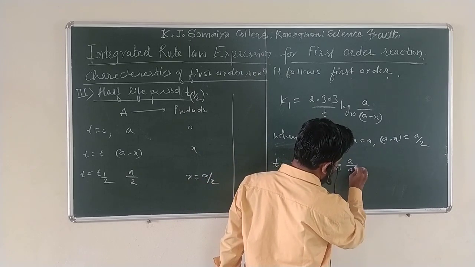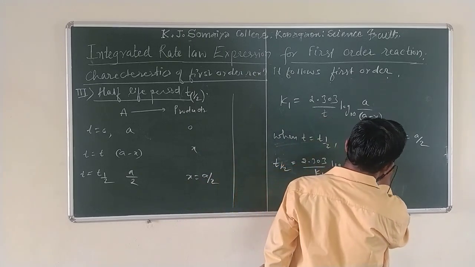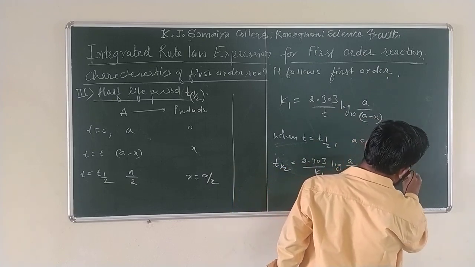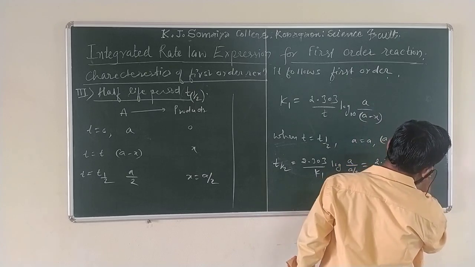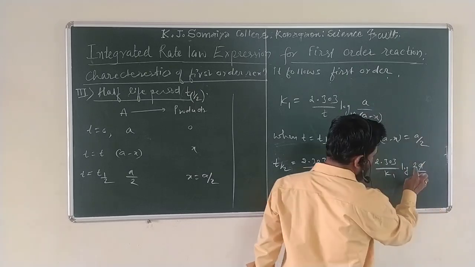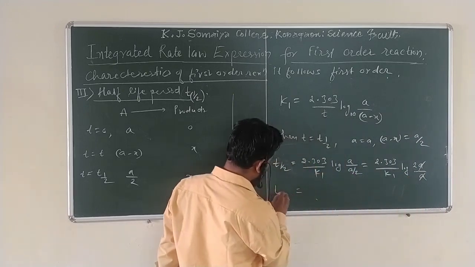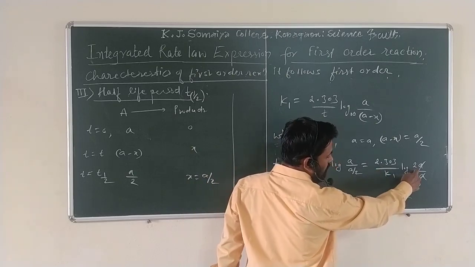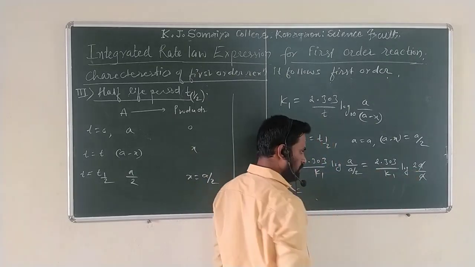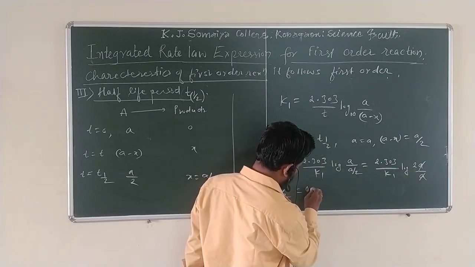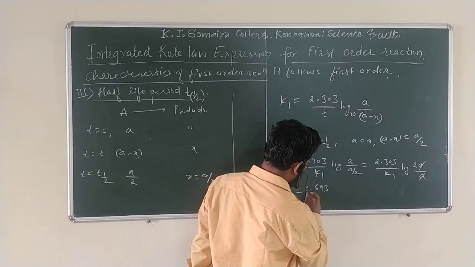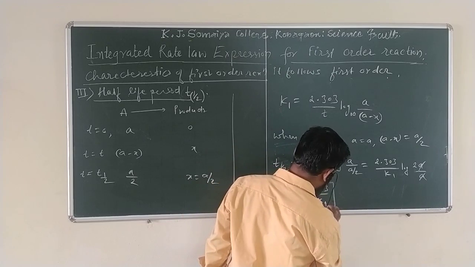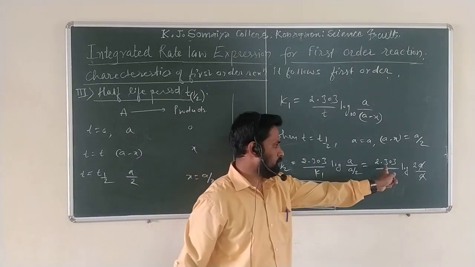A minus X is A by 2. So this becomes 2.303 upon K1 log of 2A upon A. A gets cancelled, you will get log 2. So after simplifying T half, this will be 2.303 upon K1, and you have to take the log of 2 only. Log of 2 is 0.3010. So you multiply, you will get 0.693 upon K1.